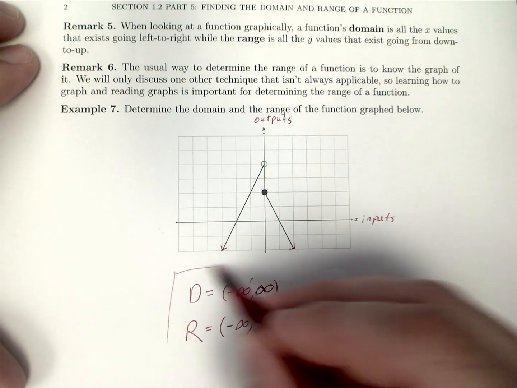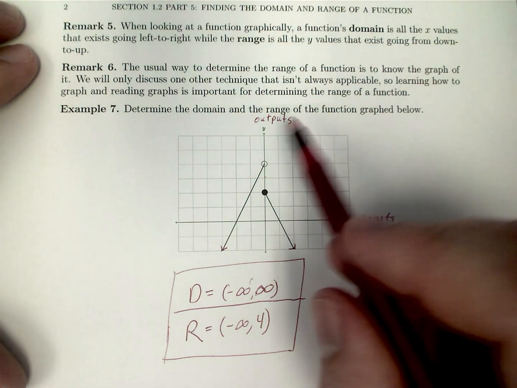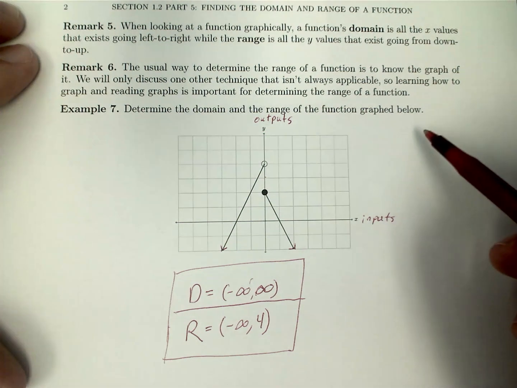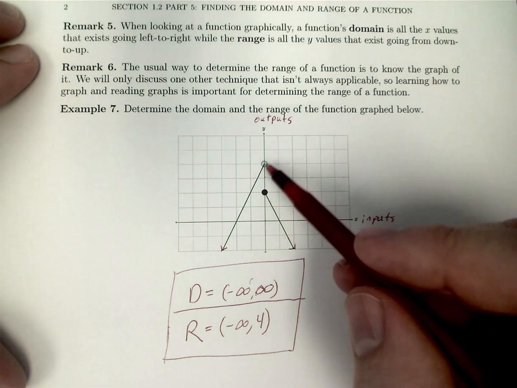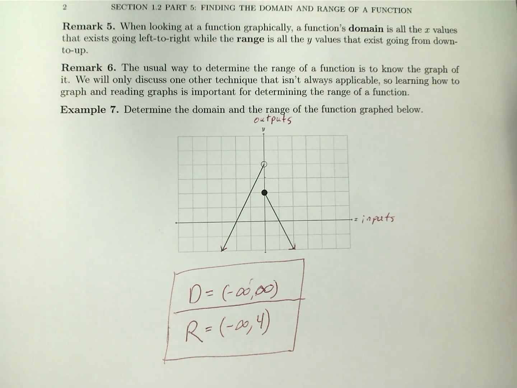And these are our domain and range for this particular function. Which again, wasn't given to us with a formula, it was only given to us with this graph. All right, this concludes everything from section 1.2.